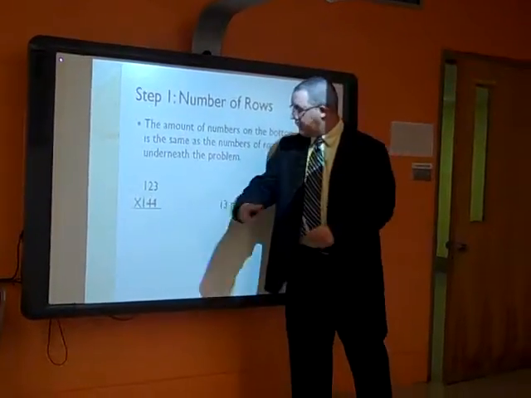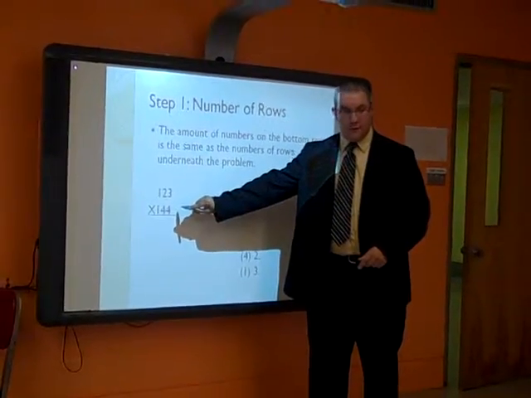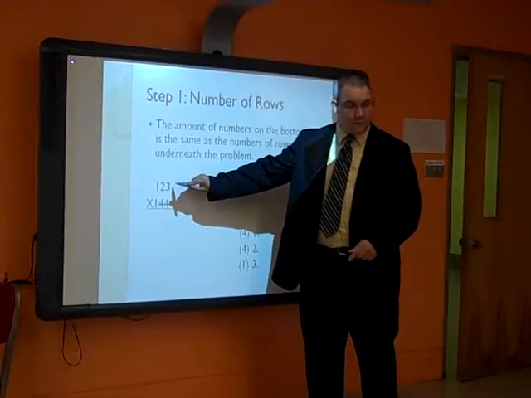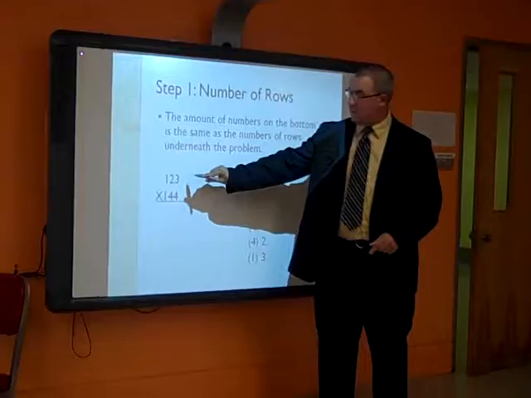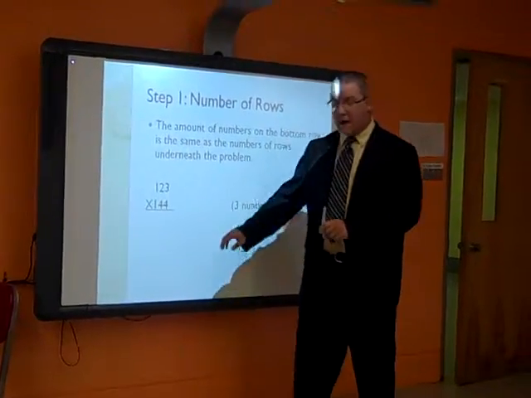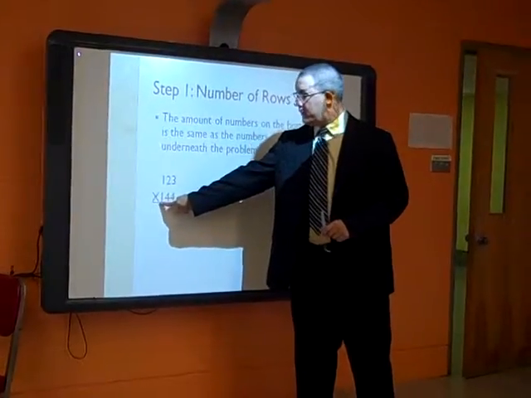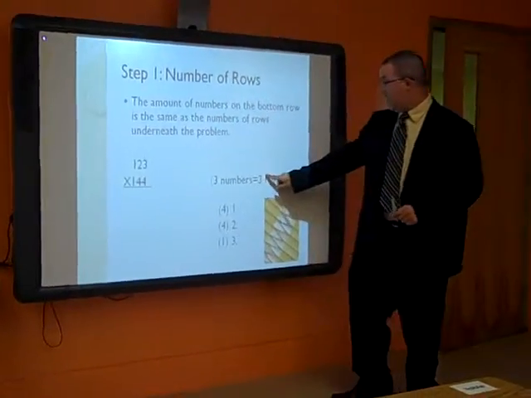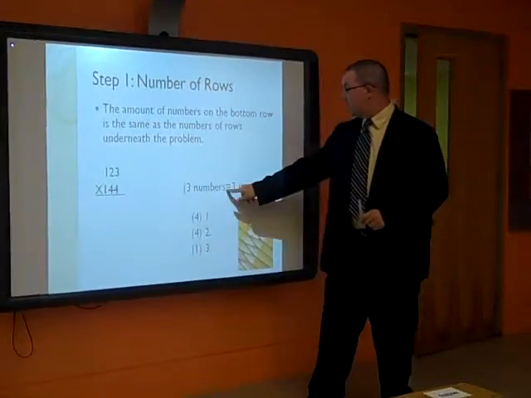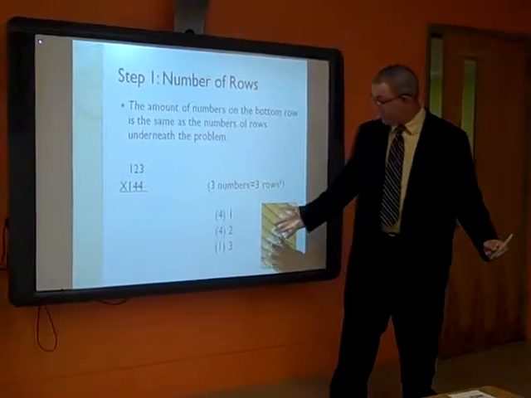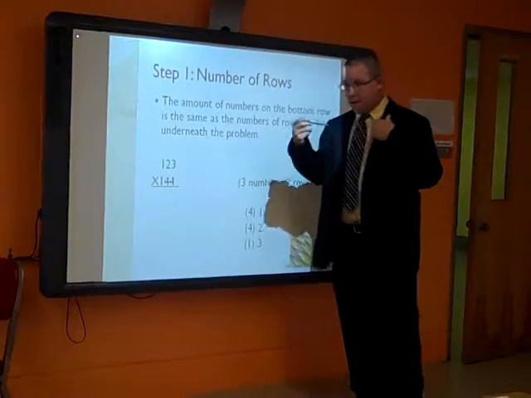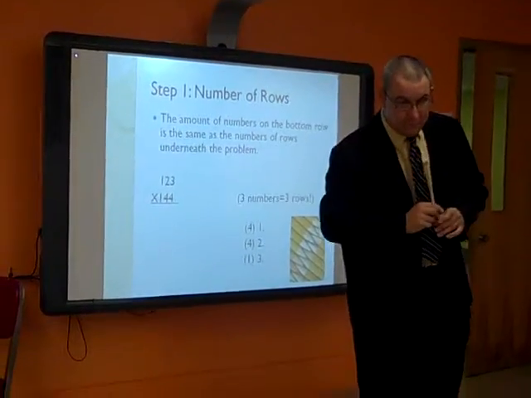So where's the bottom row? Here or here? Is it 144 or 123? Oh, 144. That's right, the bottom row. And how many digits do we have? 3. So how many rows will we have? So 3 numbers equals 3 rows. Would you agree there? Absolutely. So step 1, know how many rows you're going to have.